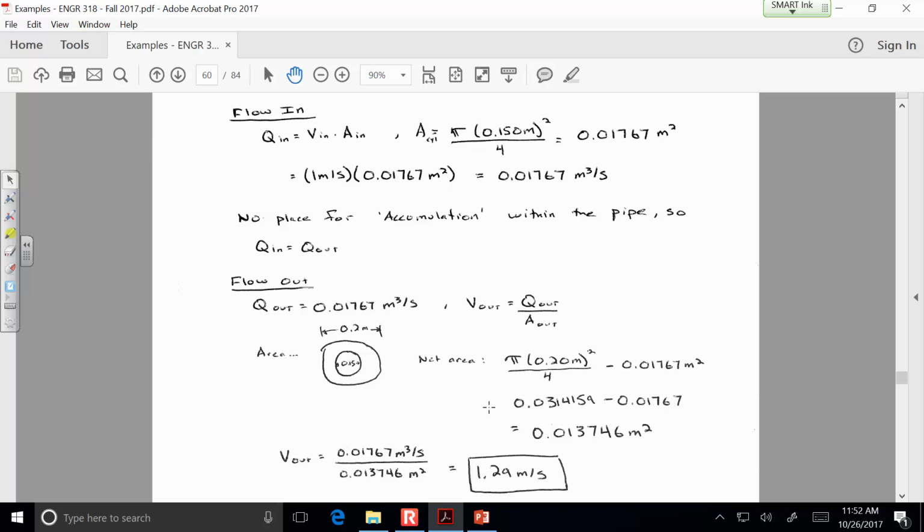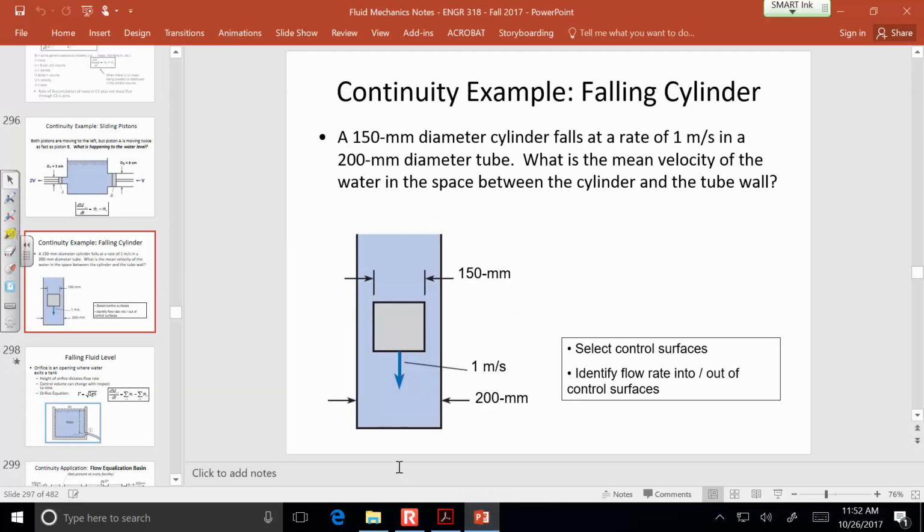Okay, any questions about this example? All right.